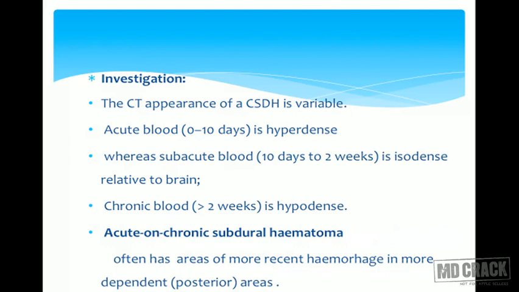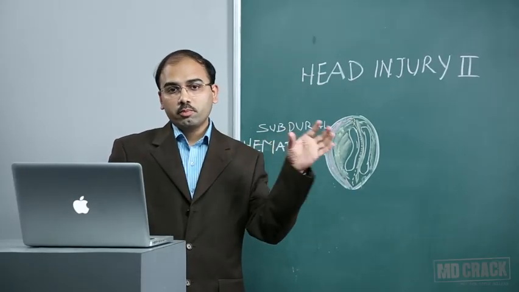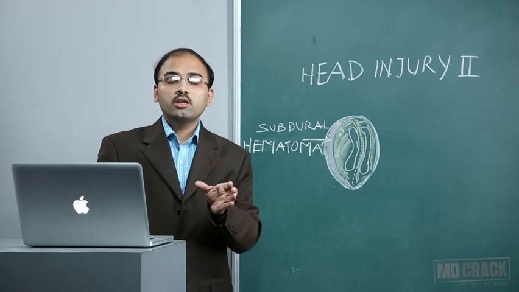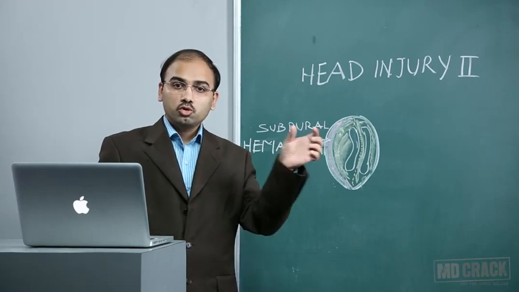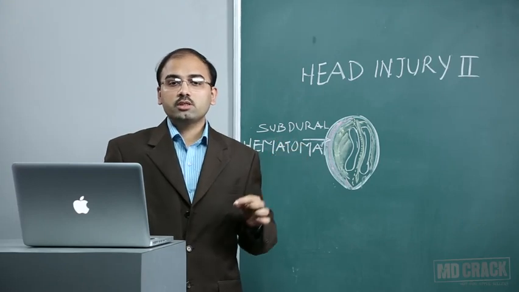The CT appearance of chronic subdural hematoma is variable. So now we'll see various changes that occur in CT scan with respect to time. So acute blood that is collected in subdural space from 0 to 10 days will appear as hyperdense. So please note these changes. So you may be asked, if the patient presents on this day, what will the CT scan finding? You may be given various options. The CT scan will be hyperdense, isodense, like that.